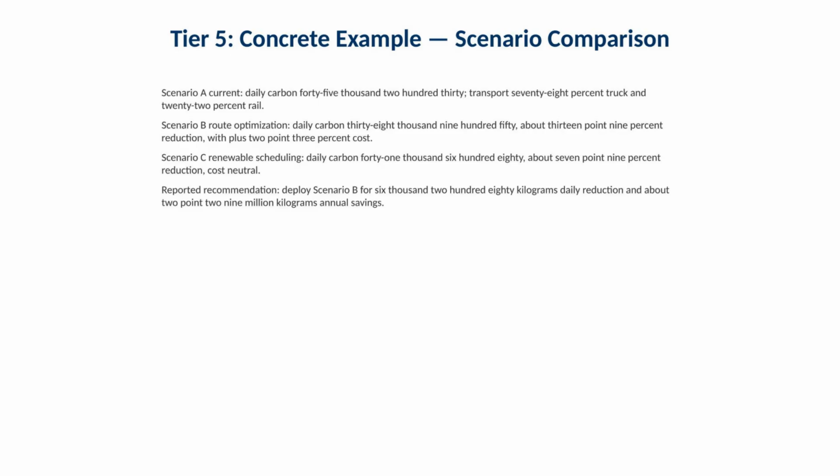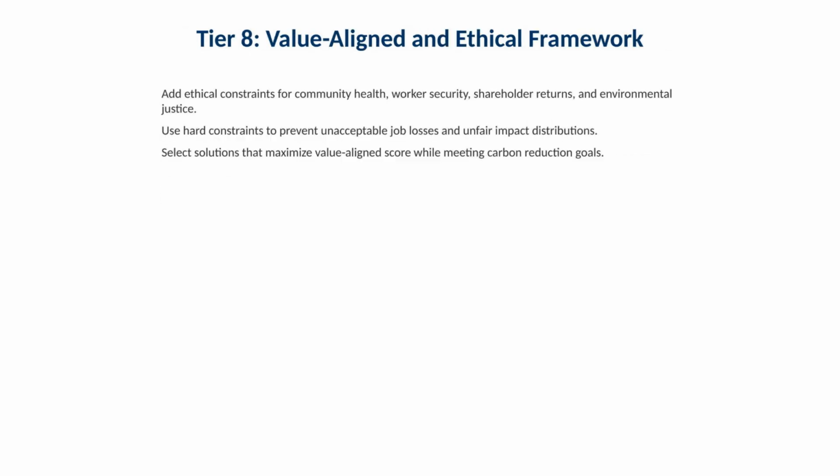The digital twin recommends deploying Scenario B immediately, achieving a 6,280 kilogram daily reduction, and predicting 2.29 million kilograms annual savings through continuous optimization. Tier 8 adds stakeholder values and ethical constraints.